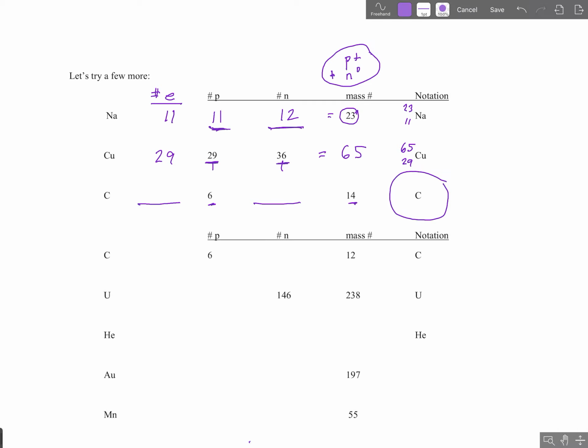Okay, welcome back. If you said 6 electrons, give yourself a high five. Electrons and protons are the same. If the mass number is 14 and you have 6 protons, doesn't that mean you have 8 neutrons? Very good. And the isotopic notation, once you have the number 6 in the lower left-hand corner, the number of protons, and the number 14, the mass number in the upper left-hand corner.